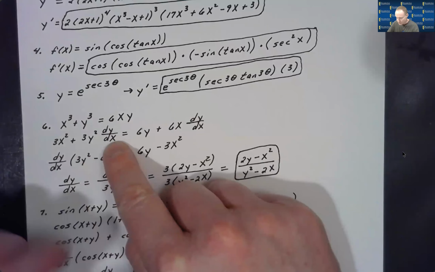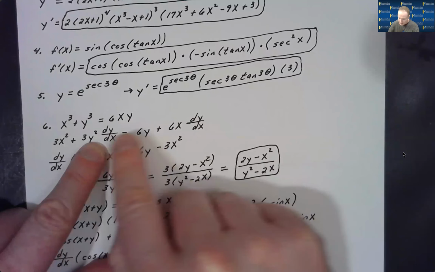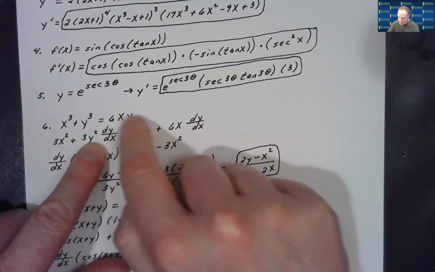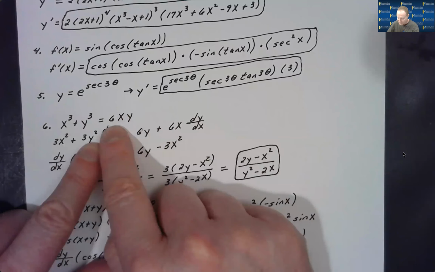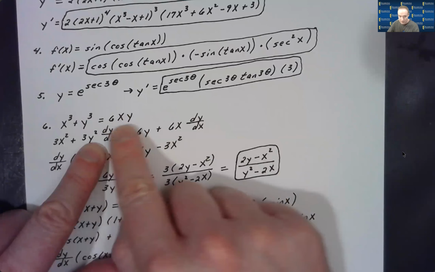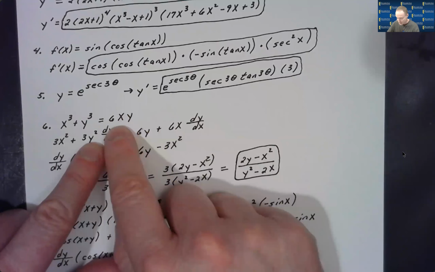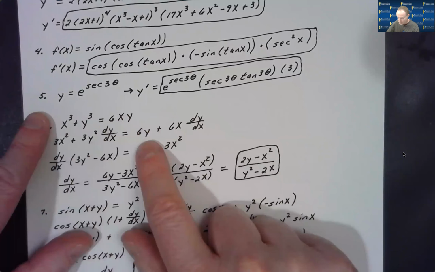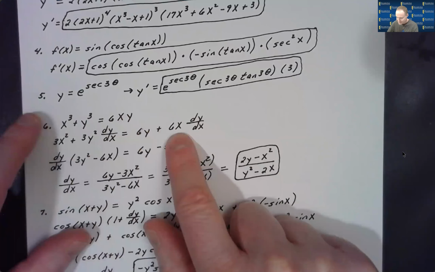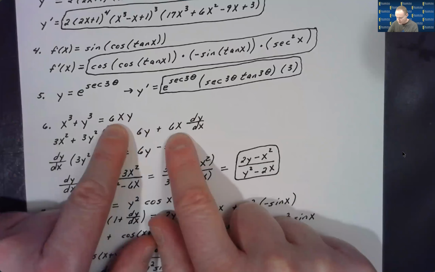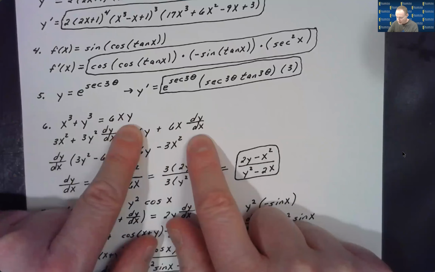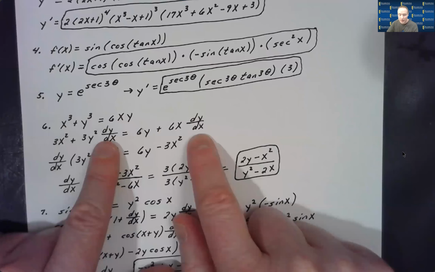So now I move to the right-hand side, and please keep in mind you're going to have to use product rule on it. You have the differentiable function 6x times the differentiable function y. So I'll say derivative of the first is 6 times the second, plus the first, 6x, times the derivative of the second, dy dx. Now at this point, I know I need to solve for dy dx.